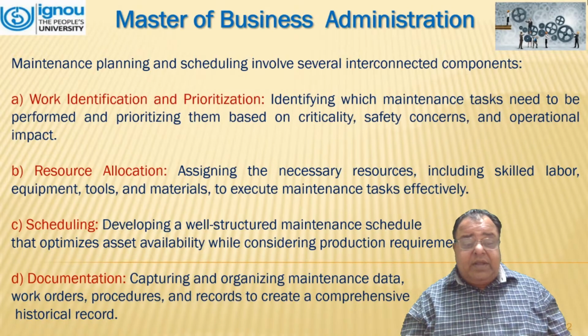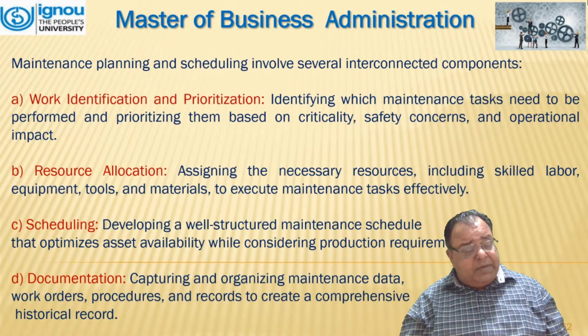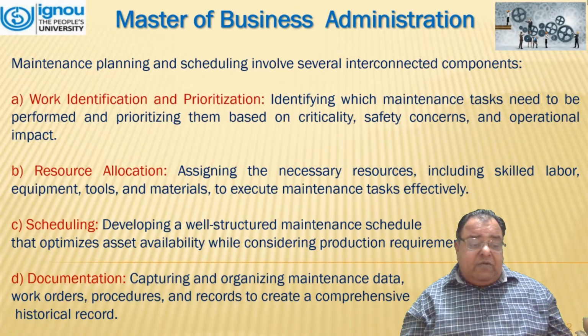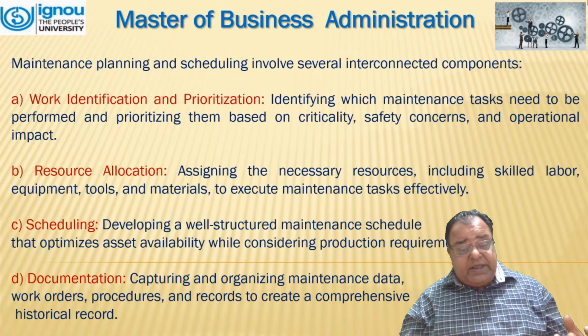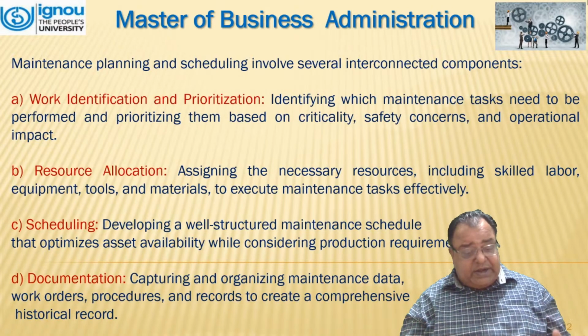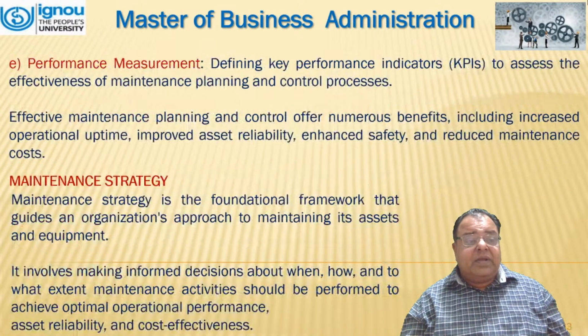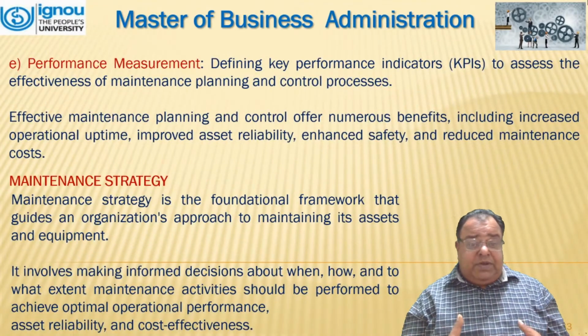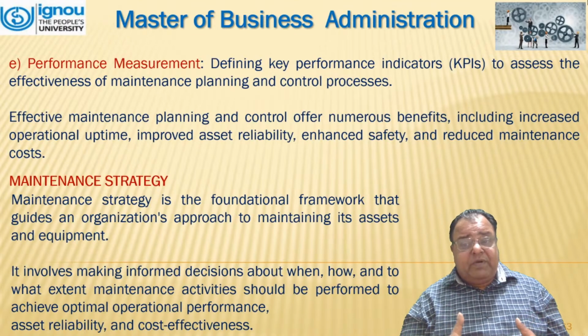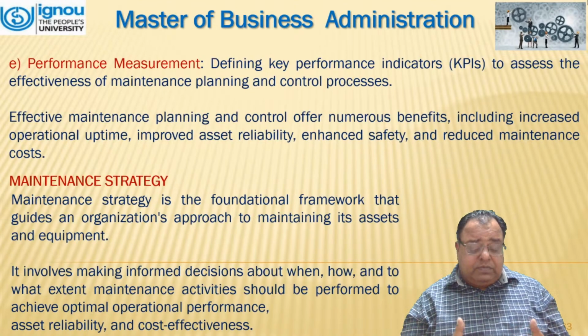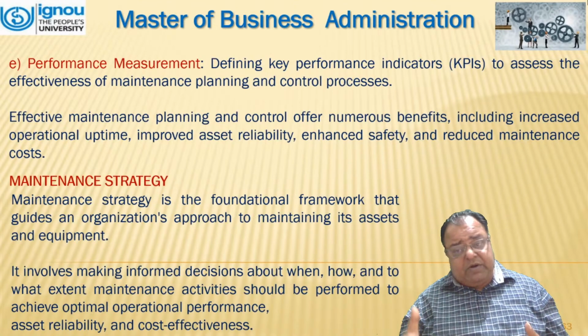Then comes scheduling: developing a well structured maintenance schedule that optimizes asset availability while considering production requirements. Fourth one is documentation: capturing the organization's maintenance data, work orders, procedures, and records to create a comprehensive history record. Next one is performance measurement: defining key performance indicators, that is KPIs, to assess the effectiveness of the maintenance planning and control process.